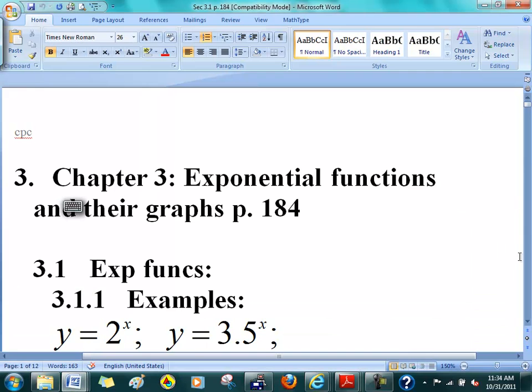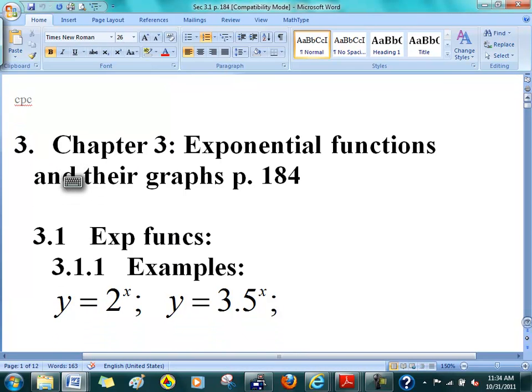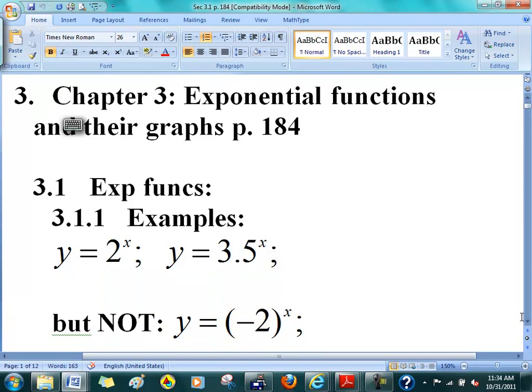3.1, exponential functions. Exponential functions, yes. Okay, next, after I finish this, I have 12 slides to do right now. And at the pace that I'm going, with all the interference that I'm getting, chances are slim that I'll be able to get that done.